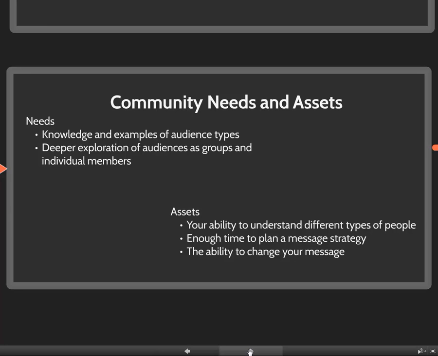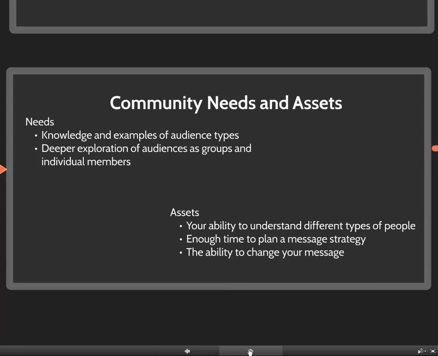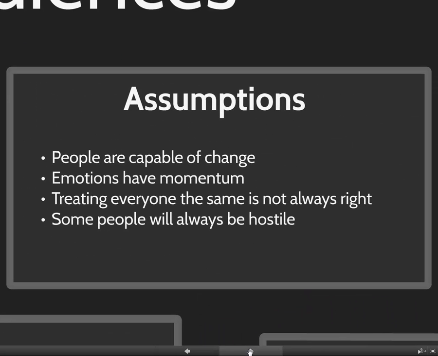Now, this doesn't mean you need to adapt or change the core of your message, the most important purpose of it, but you may need to in some cases, or you may just need to change the coding and how you approach something. And what you need to know, and what you'll hopefully get from this lecture, is some knowledge of different audience types and some examples, and a deeper exploration of audiences as groups and audience members as individual members. So we'll start off with some of our assumptions.